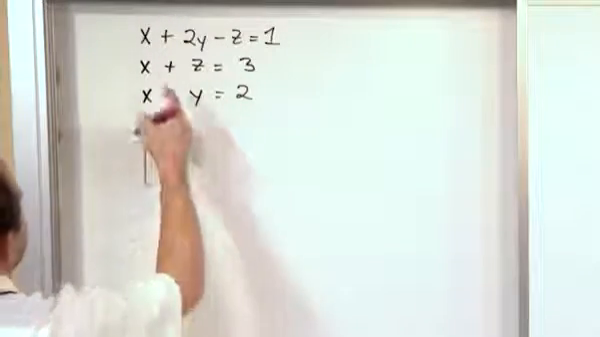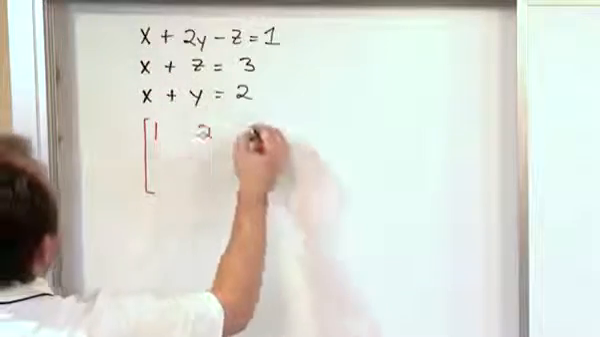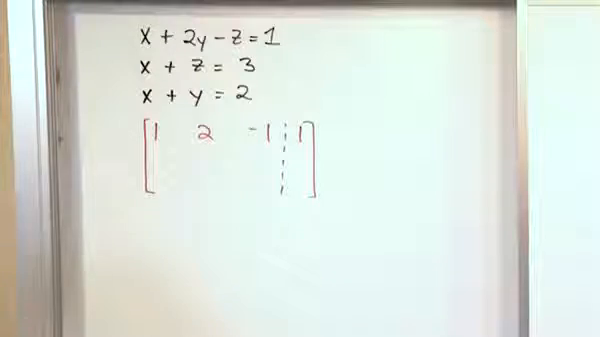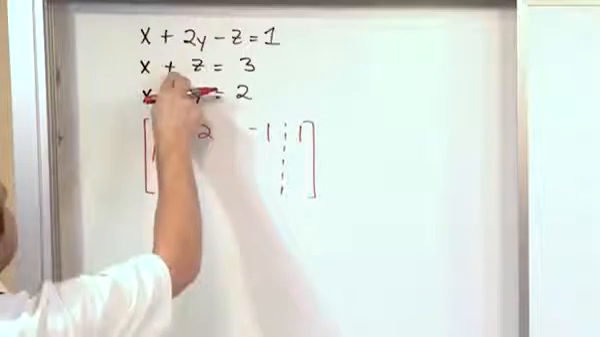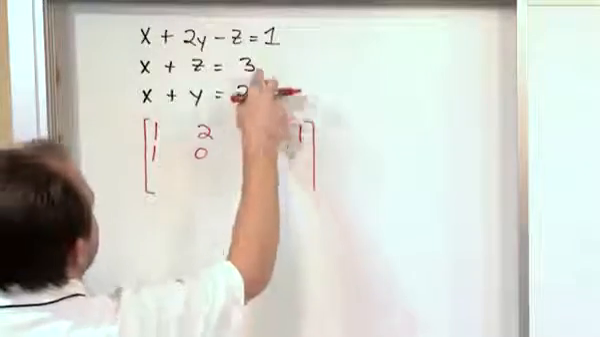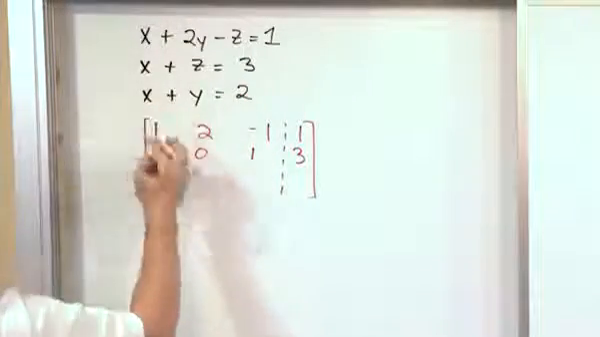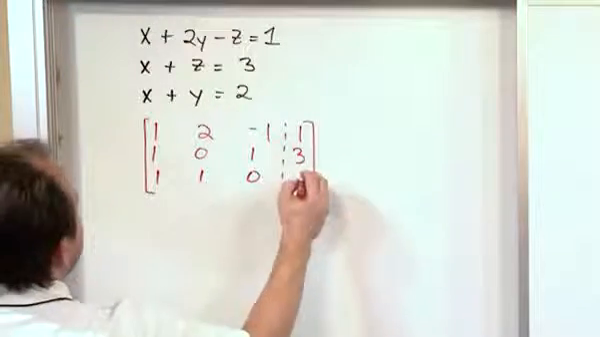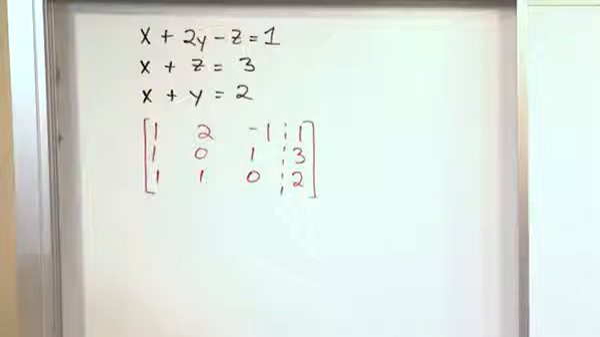Here's our augmented matrix. We have 1, 2, negative 1, 1. All right, and then we have 1 for x, nothing for y in here, so we have to put a 0. We have a 1 for z, and then we have a 3 over here. 1 for x, 1 for y, nothing for z, so we have to put a 0, and then we have a 2. So this is my augmented set of equations.